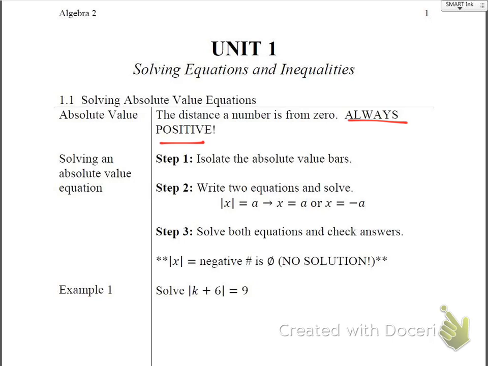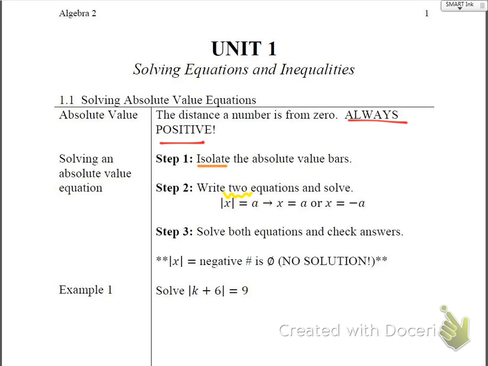Okay, so there are some steps to solving an absolute value equation. Step 1 is to isolate the absolute value bars. Isolate means you want to get it by itself. If there's anything on the outside of the absolute value, you want to get them to the other side, and you want just the absolute value bars by themselves. Step 2, you are going to write 2 equations and solve.